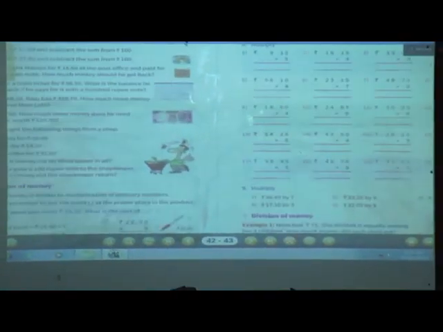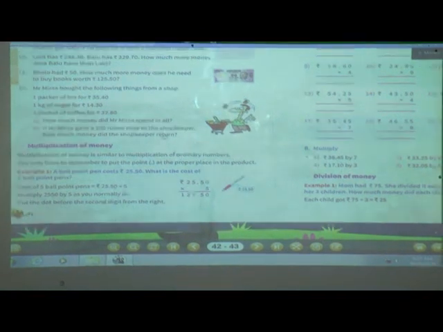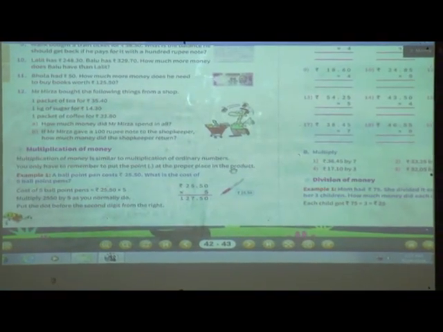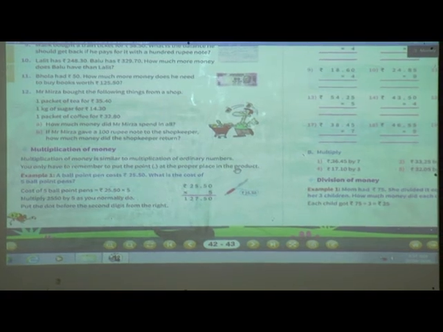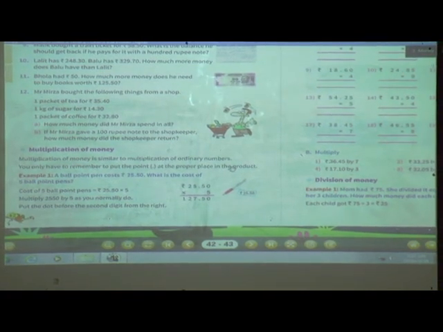Multiplication of money. Multiplication of money is similar to multiplication of ordinary numbers. In the same way that we have done the multiplication of ordinary numbers, we have to do the multiplication of money. You only have to remember to put the point or dot at the proper place in the product. After multiplication, whatever product or answer we get, you have to give a dot or point at the proper place.